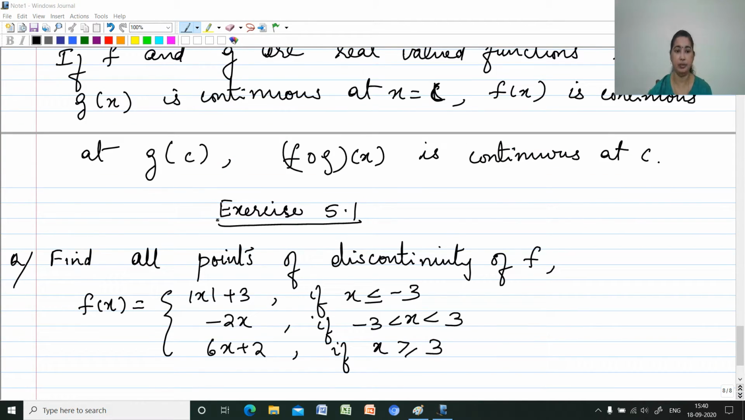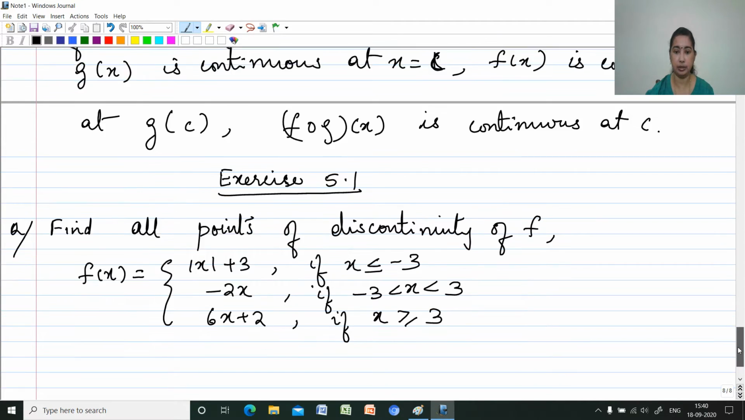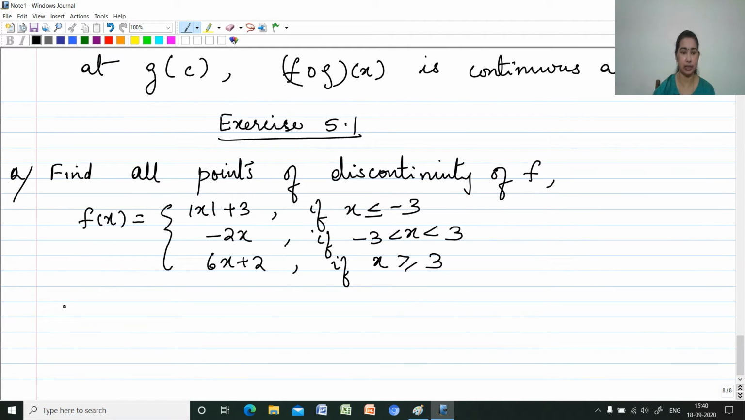First question, find all points of discontinuity of f. F of x equal to mod x plus 3 if x less than or equal to minus 3, minus 2x if minus 3 less than x less than 3, and 6x plus 2 if x greater than or equal to 3. So we are supposed to find the points of discontinuity. We'll first check for x equal to minus 3, whether it is continuous or discontinuous.